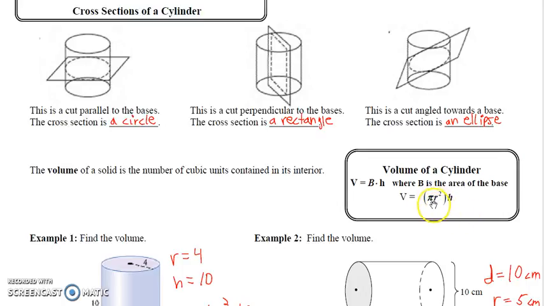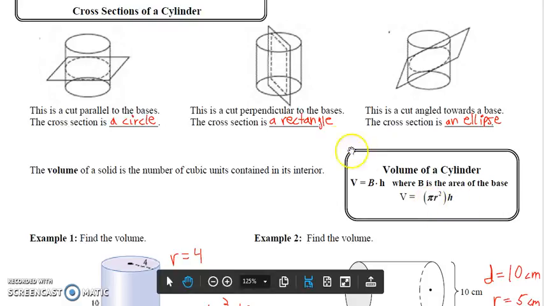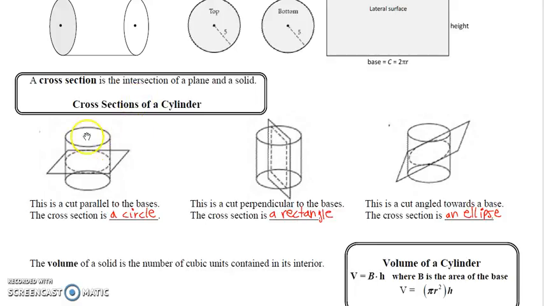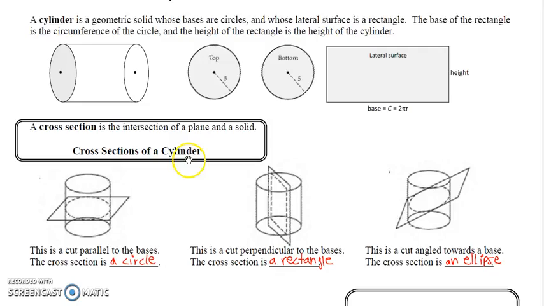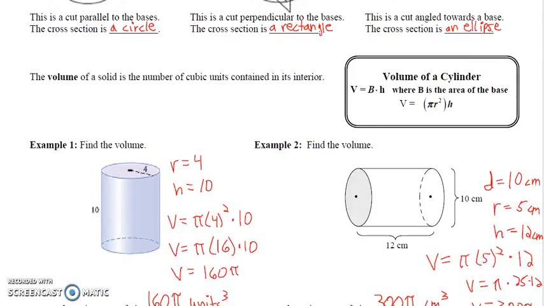This is representing the area of the base, the circle, and then h is the height. The height is the distance between the two bases. So if you look at these two circles, you see this segment right here? That's the segment connecting the circles. That's the height. If the cylinder is lying on its side, this is the height. Even though it's horizontal, that's the distance between the two bases, so that's the height.